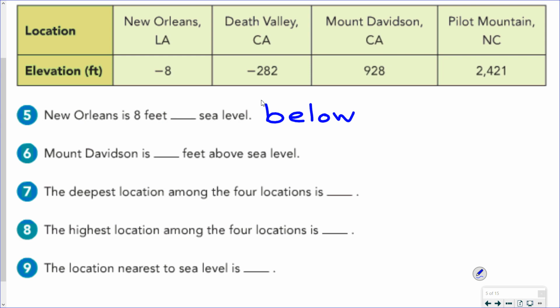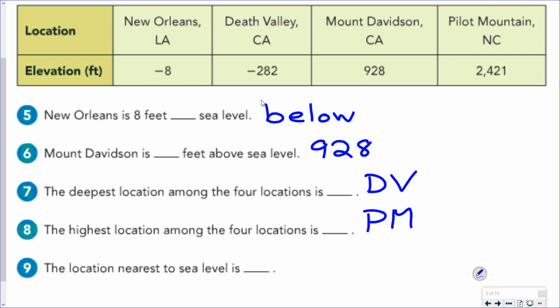Mount Davidson is 928 feet above sea level. We just use that value and plug that in. The deepest location among the 4 locations is Death Valley. I'm going to abbreviate Death Valley with a DV. Deep, we're going down into the ground, and so Death Valley would be the lowest in the ground. The highest location among the 4 locations will be Pilot Mountain. And again, I'm going to abbreviate here. And if it's highest, that means it's above sea level, and that's the highest number.